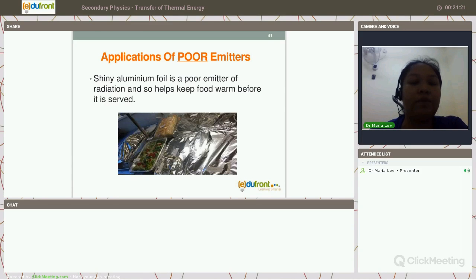Another example of a poor emitter of heat is shiny aluminum foil. Shiny aluminum foil is a poor emitter of radiation, so it helps to keep the food warm before it is served. Most of the time, this can be seen in catering of food. Either the containers that contain the food are shiny, or they will have aluminum foil covering over the food before the food is served. This is to make sure that the food is kept warm for as long as possible.